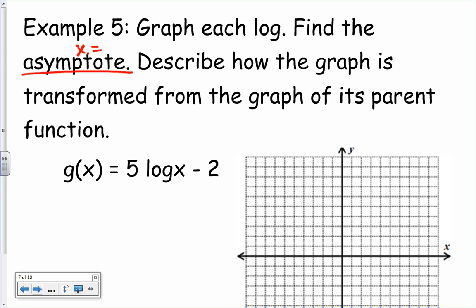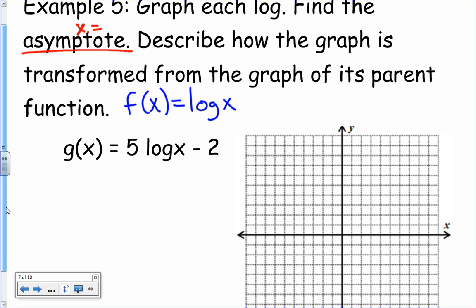Describe how the graph is transformed from the graph of its parent function. All right? So the parent function here is going to be f of x equals log x. Now, if these logs don't show a base, you can use the button on your calculator on the left-hand side, right next to 7, that says log, because that's log base 10. So let's graph this g of x function.